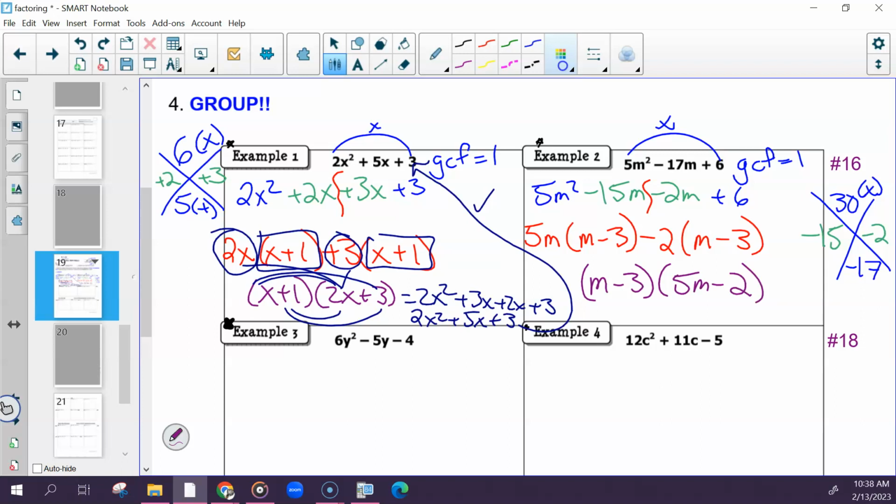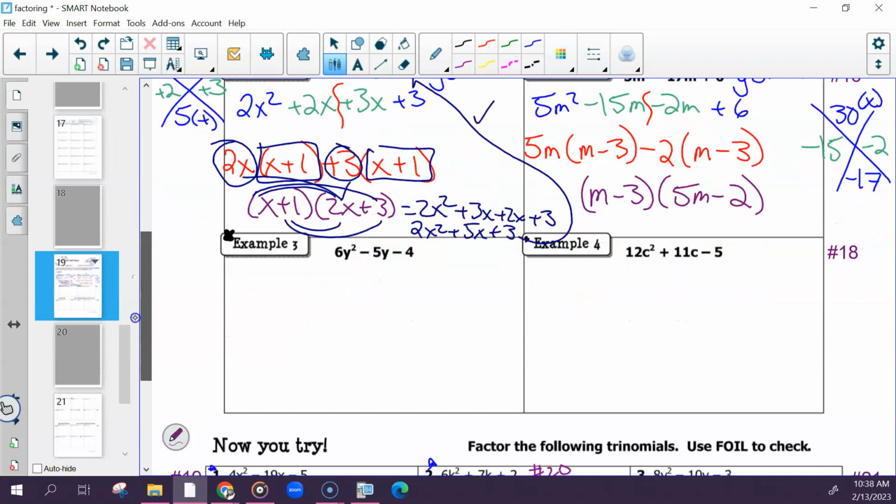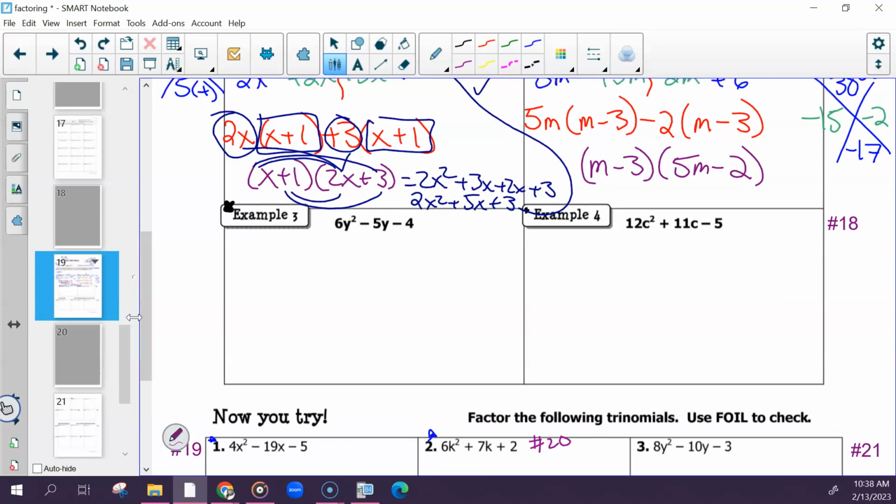Questions so far? I think we have time to do one more before lunch and then we'll do more after. Okay, for example 3, does that have a GCF? Yes or no? Yes, what is it? Can you divide 5 by 2? No. So it's just 1.